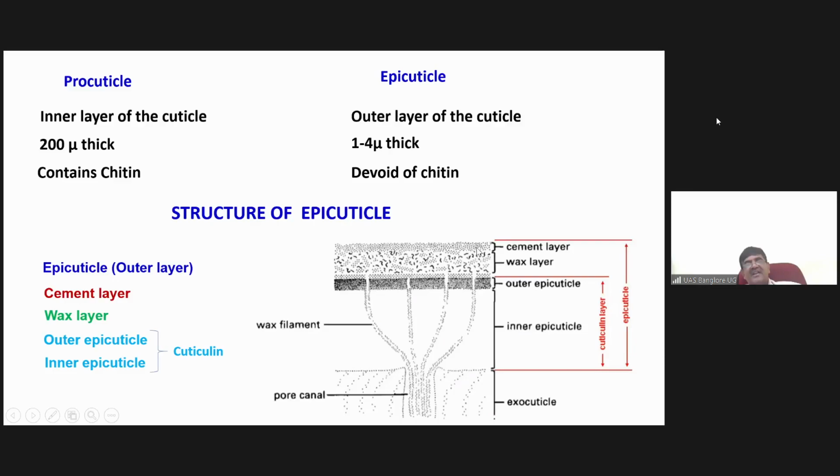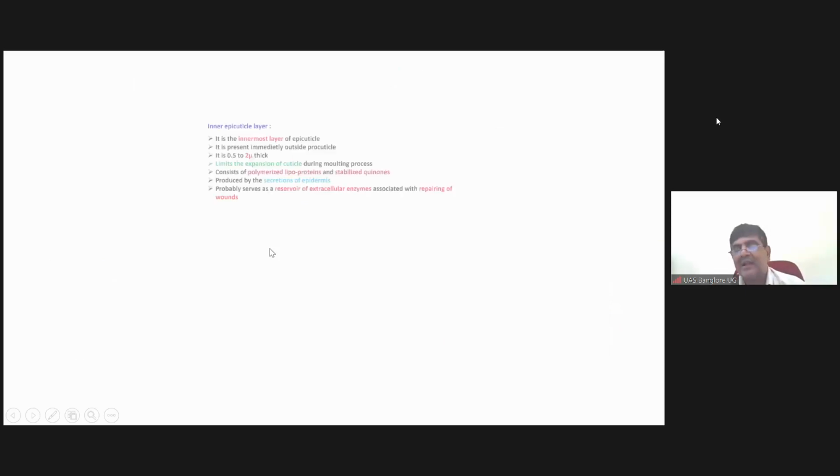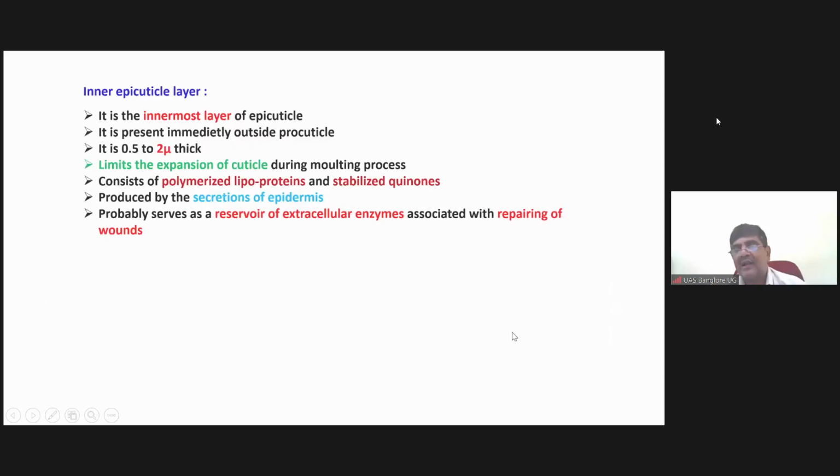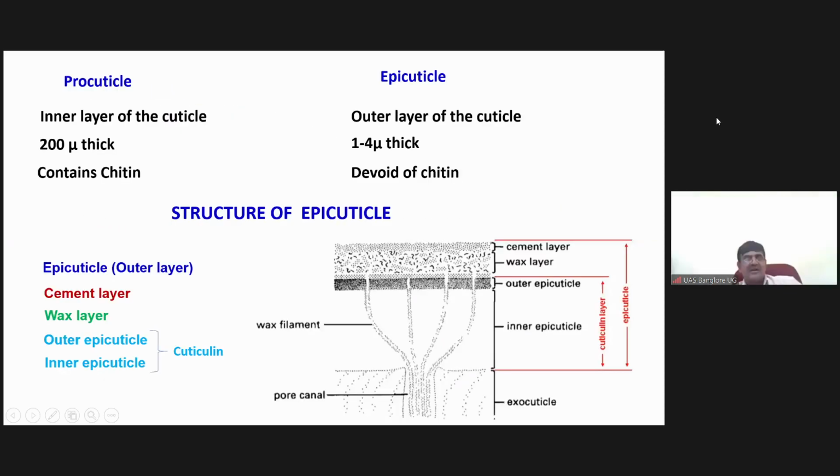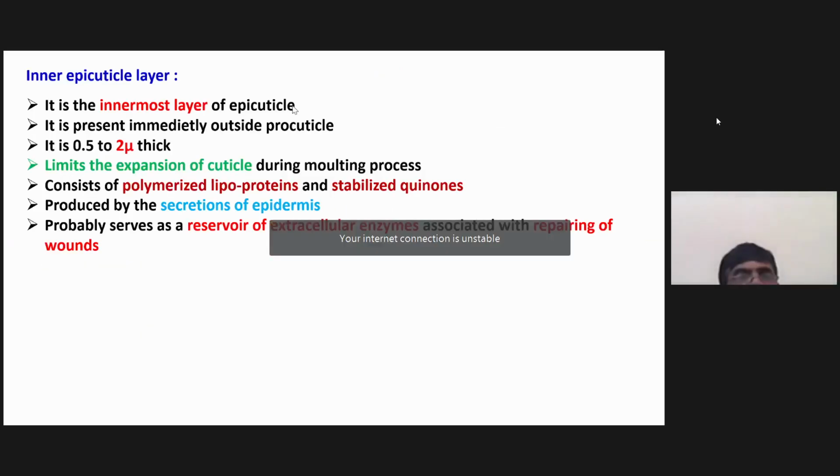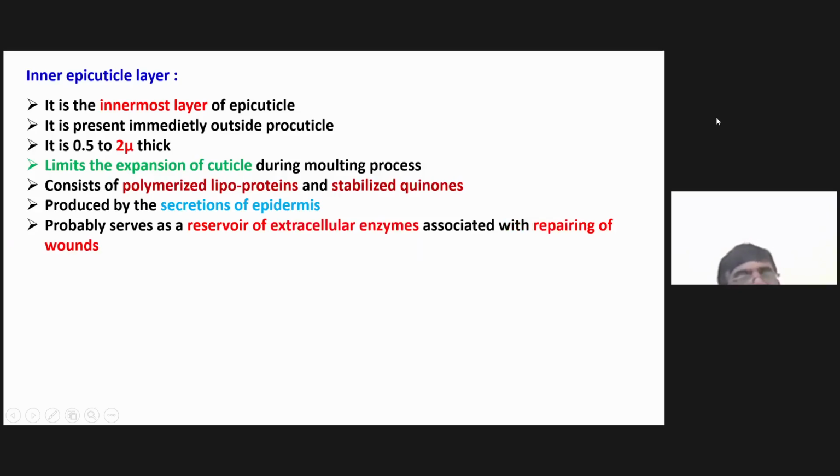The inner epicuticular layer. The inner epicuticular layer is the innermost layer of the epicuticle. It is present immediately outside the procuticle.